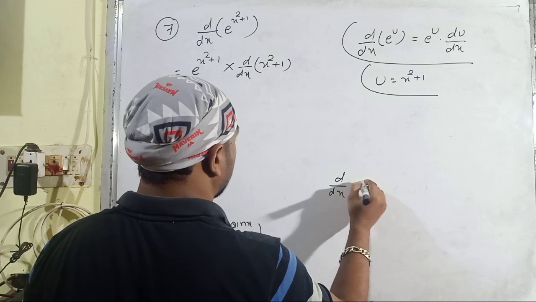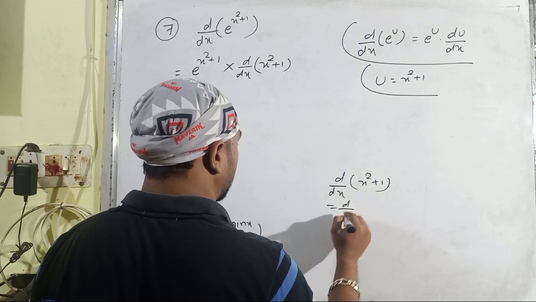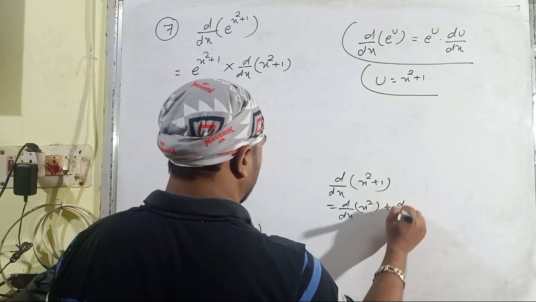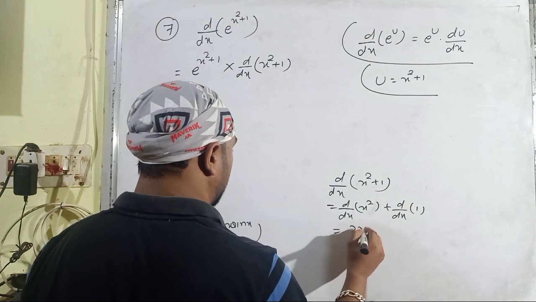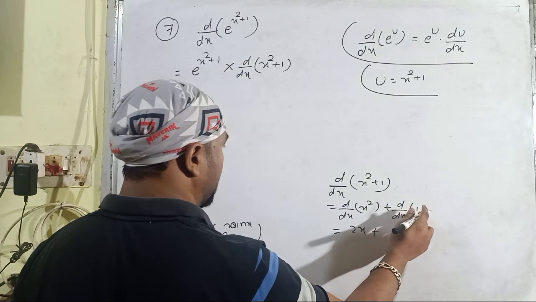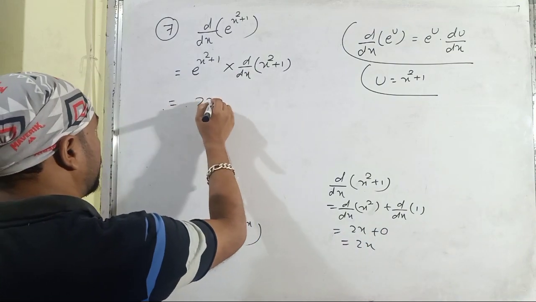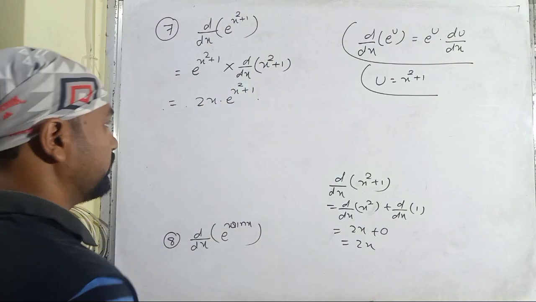Let us solve here. Differentiation of x square plus 1 is differentiation of x square plus differentiation of 1 with respect to x. Differentiation of x square is 2x, plus differentiation of 1, it is a constant, so it is 0, so it will be 2x. So it is 2x multiplied with e to the power x square plus 1.